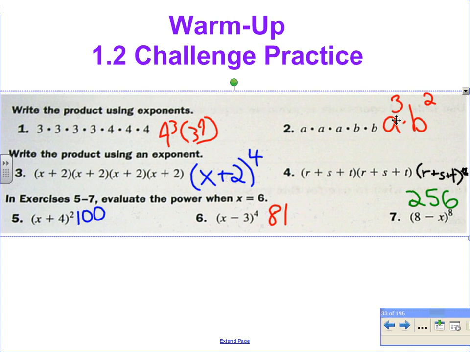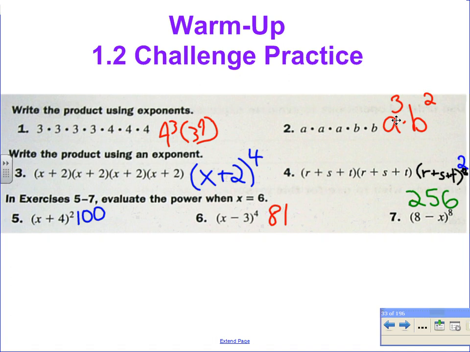All right, number 4 should be r plus s plus t raised to the 2nd power. So if you can't see that, it's to the 2nd power. Number 5 is 100. Number 6 is 81. Number 7 is 256. Very good job. Questions on 1 through 7? Okay, if you for some reason finish 8, 9, and 10 at some point, I have an answer key. I'll leave it up here if you want to look at it at the end of class. Emma?